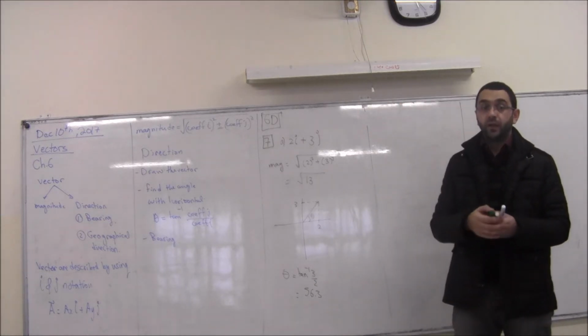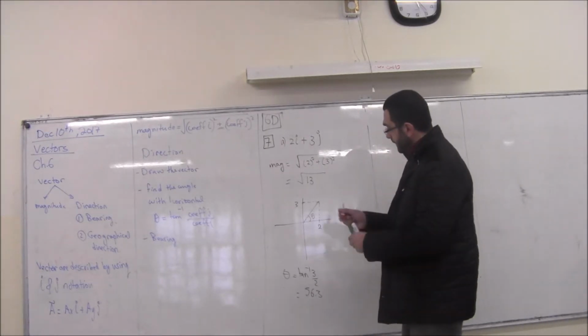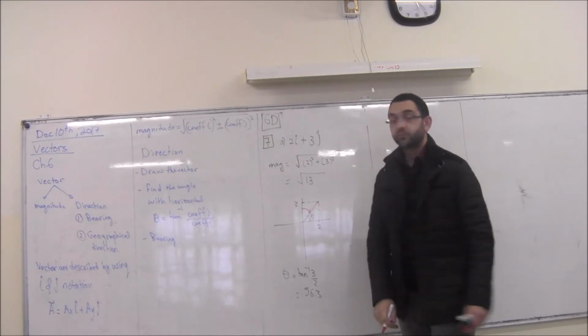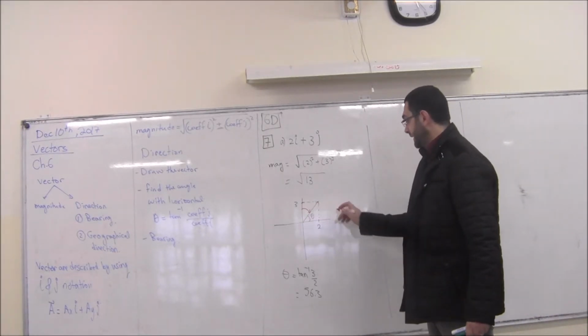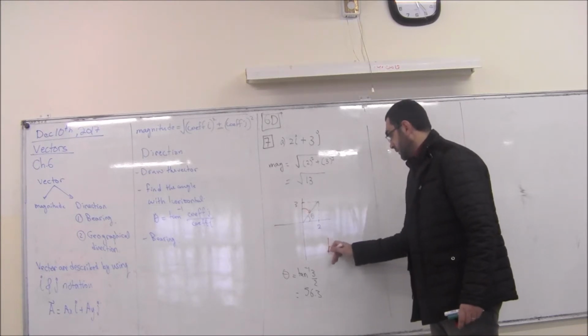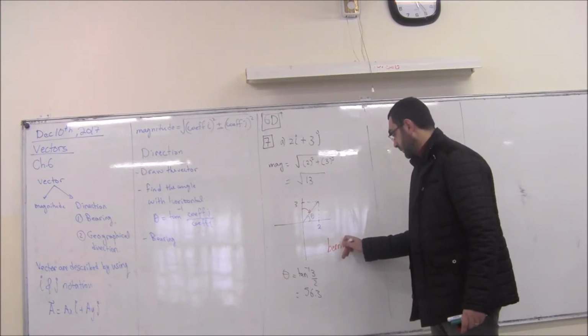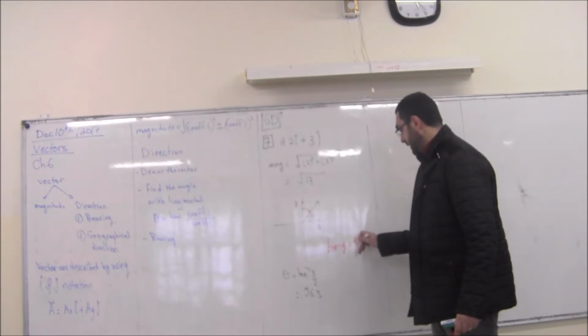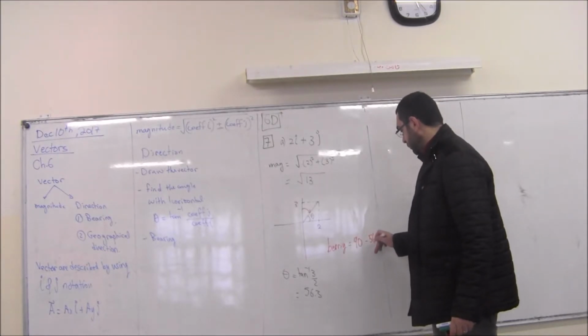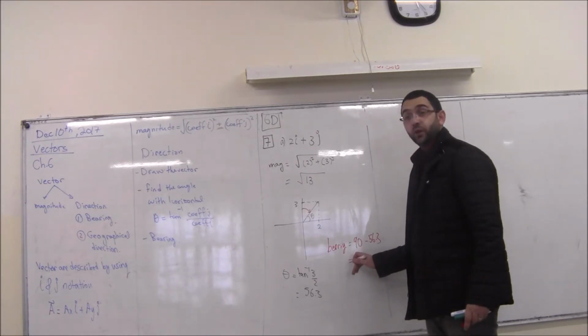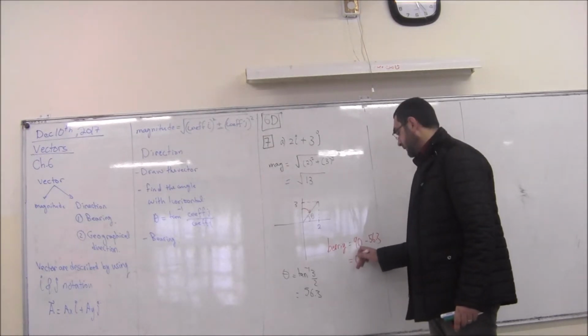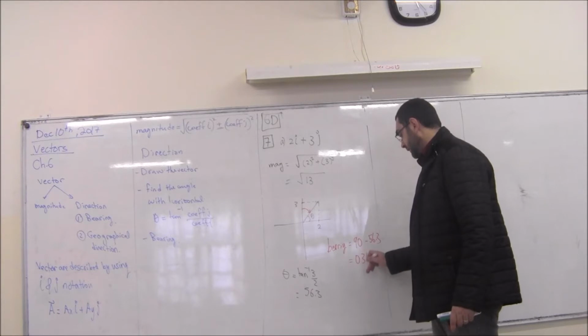This is not the bearing. The bearing should be measured from where? From the positive y-axis, north, clockwise. This is the bearing, right? So the bearing is 90 minus 56.3, which is 33.7.